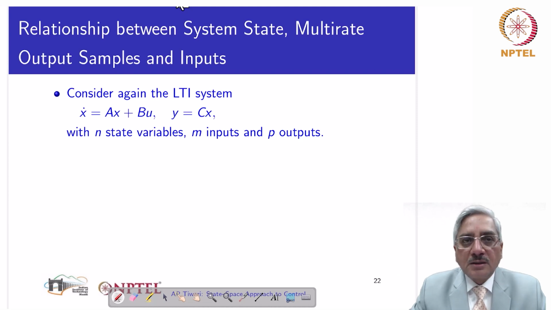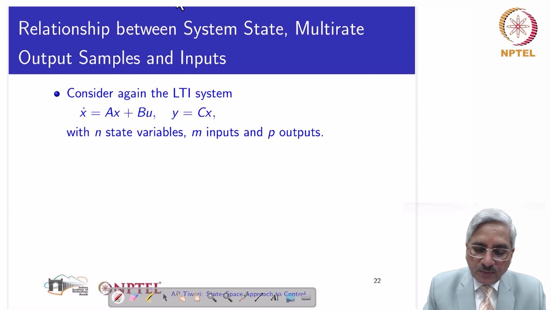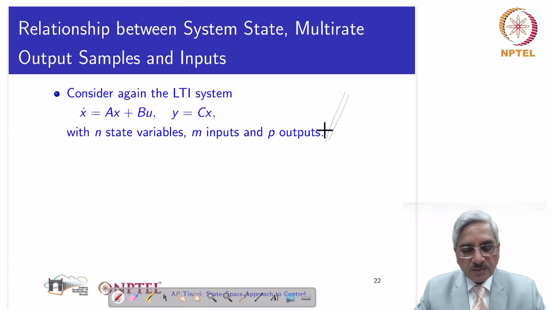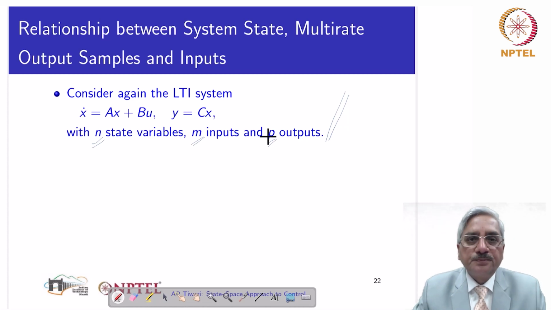Now, as I told, the topic of study in this lecture is the multi-rate output feedback based controller, and in this specific lecture we will be deriving a relationship between the system state, the multi-rate output samples, and the inputs to the system. So we start with the linear time invariant system, x dot equal to Ax plus Bu, y equal to Cx, the state equation and output equation. We have n state variables, m is the number of inputs and p is the number of outputs. We are given this system.